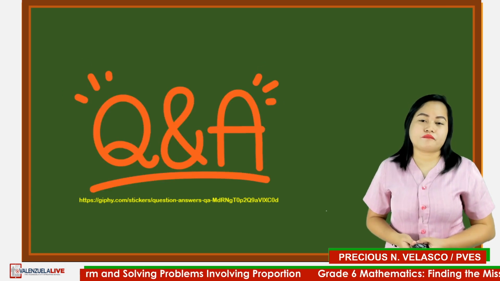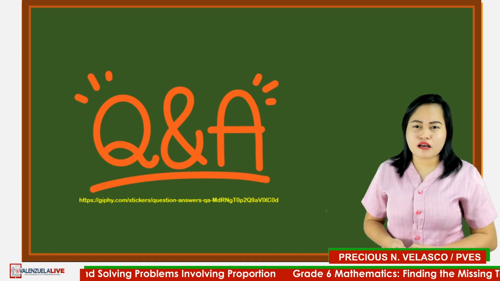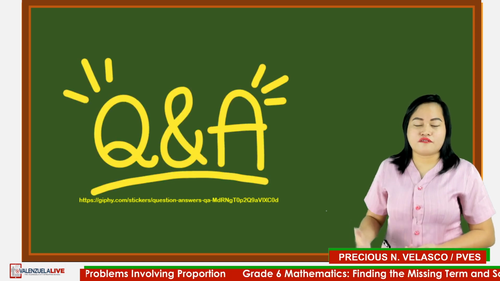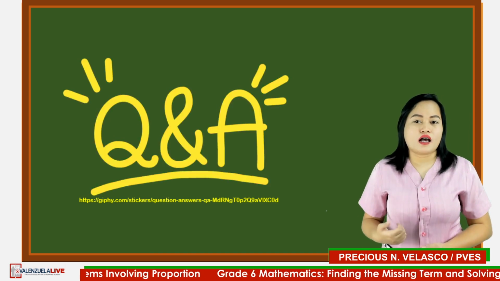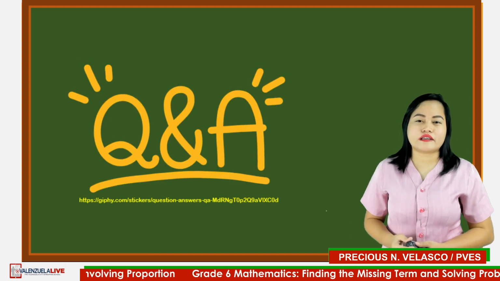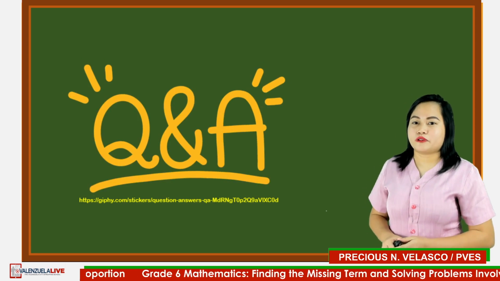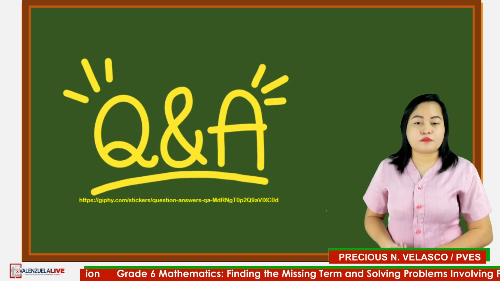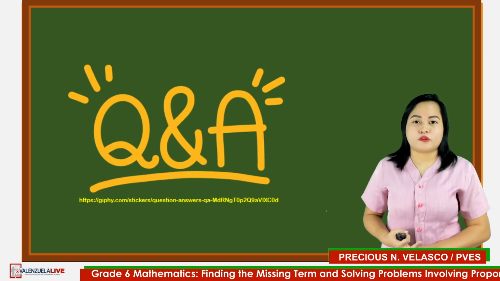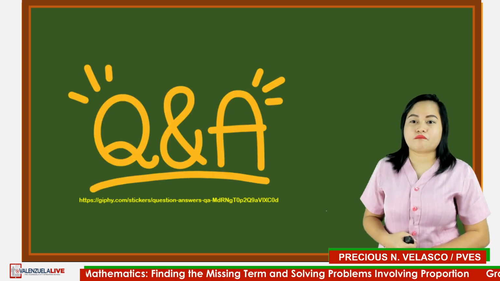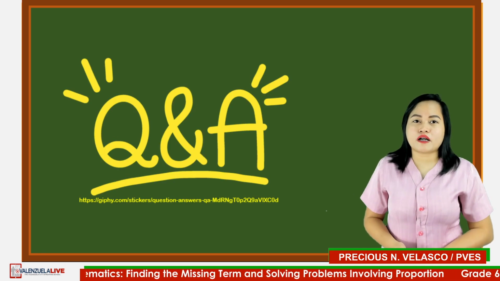And then the last one, let's have this question. So I think I already gave this, but I'm going to answer this. So what are the 3 types of proportions? So again, the 3 types of proportions are the direct proportion, the inverse proportion, and then the partitive proportion. Well, thank you so much for listening.